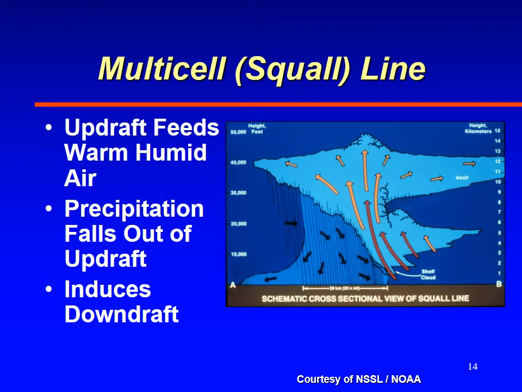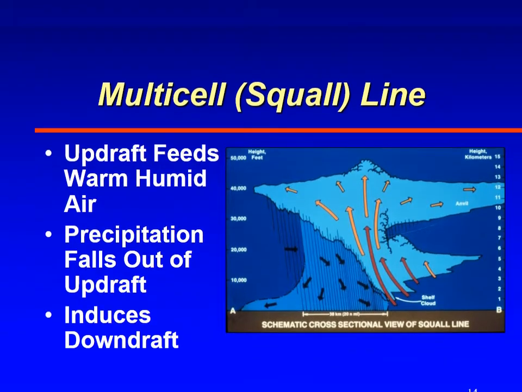So, of course, the squall line or the multi-cell line feeds warm, humid air from out front. It gobbles it up. Precipitation falls out the back, and as precipitation falls, you get melting of hailstones or ice crystals. That cools the air and you get a downdraft. So on the backside, you get the downdraft.